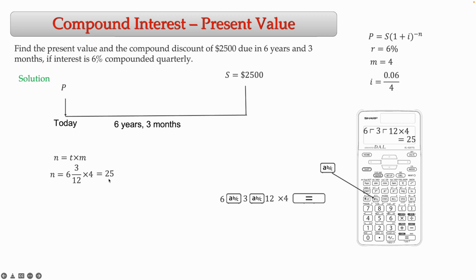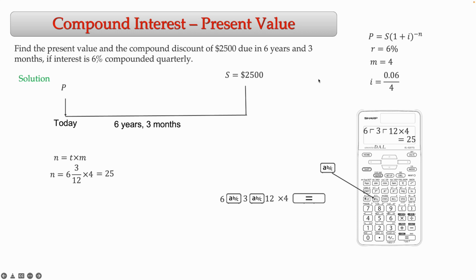Another way to notice that it's 25 without using your calculator is noticing that every year has 4 quarters, so 6 years will be 24 quarters, 6 times 4, 24. And these 3 months will be 1 quarter more, so it will be 25 quarters. So this is now n in quarters, the number of compound periods. And this is the number that I'm going to put here in the formula. So let's type here the formula with n equal 25.